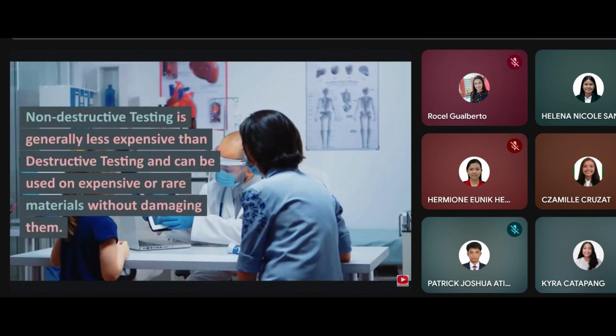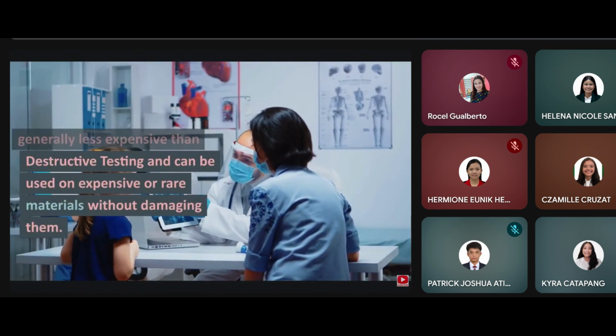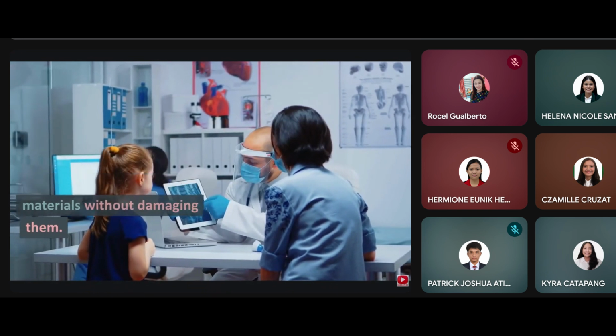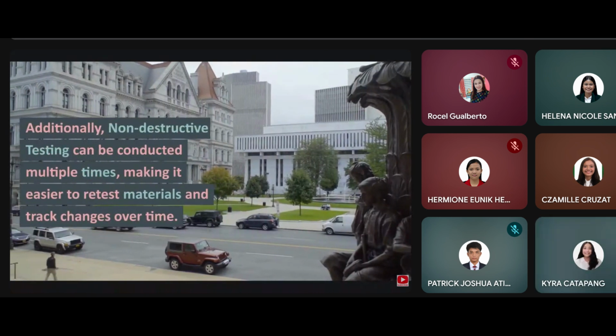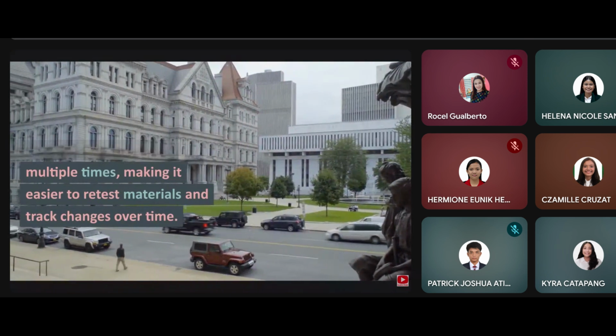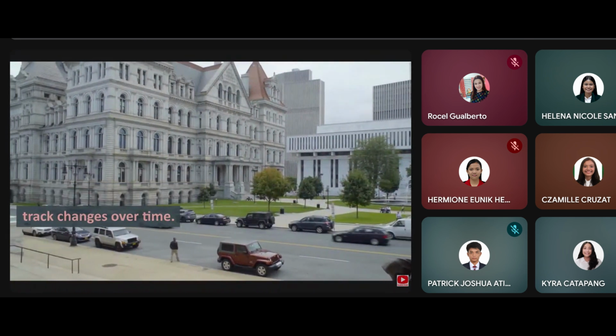Non-destructive testing is generally less expensive than destructive testing and can be used on expensive or rare materials without damaging them. Additionally, non-destructive testing can be conducted multiple times, making it easier to retest materials and track changes over time.